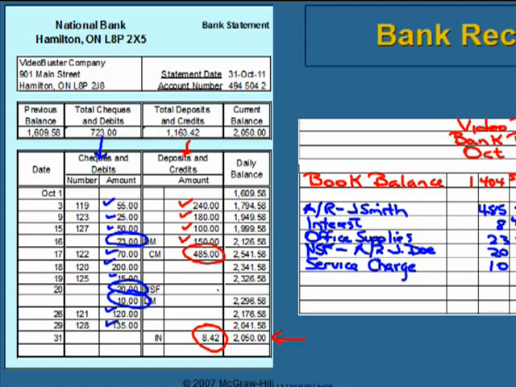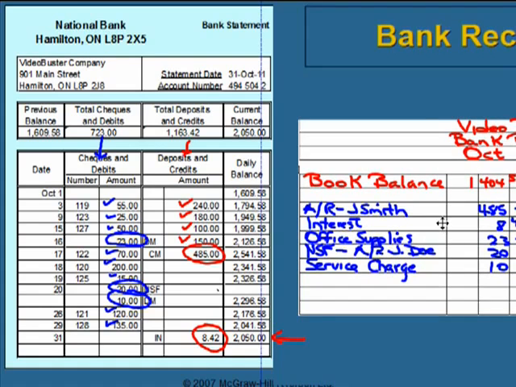Now we finish with all of the differences, all of the circles we have on the bank statement. Before we leave the book balance side, we're going to go through all of the items to check to see if they increase or decrease the bank account. Accounts receivable, remember that was in the deposit column, so that's going to increase the bank account.